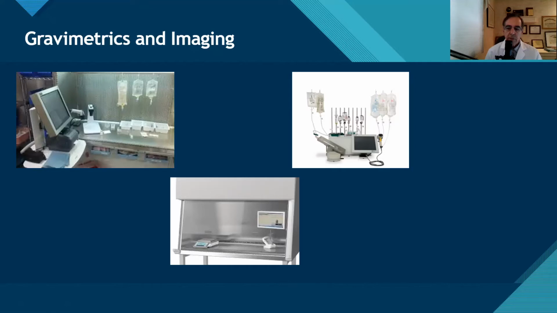So in summary, we use a number of technologies embedded in our automation to make sure that we're achieving the 5 rights, that we're getting the right drug to the right patient in the right dose, by the right route, and at the right time. And these mainly include barcode as the number 1 technology that's used for verification. Then we also use RFID, gravimetrics, and imaging.